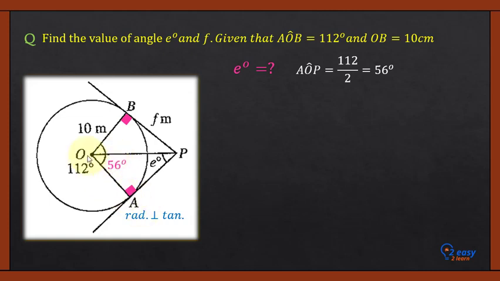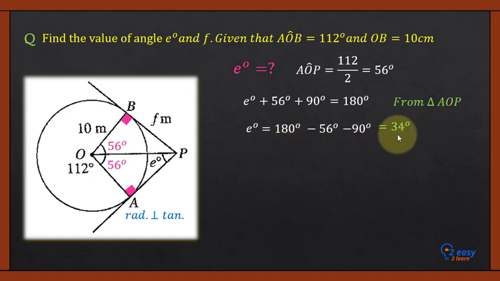Now this triangle AOP is a right angle triangle, and we know that the sum of angles of any triangle is 180 degrees. So we can say angle E plus 56 plus 90 degrees is 180 degrees from triangle AOP. Subtract these both angles from 180 degrees. So E is equal to 34 degrees. So the value of angle E is 34 degrees.